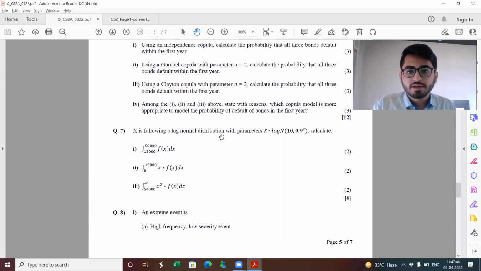Question 7, it's again a very scoring question. It's a log normal distribution. You can directly use the results of tables, page 18, to calculate these. First one, remember, is nothing but integral of fx. So this is nothing but probability that x lies between 15,000 to 50,000.